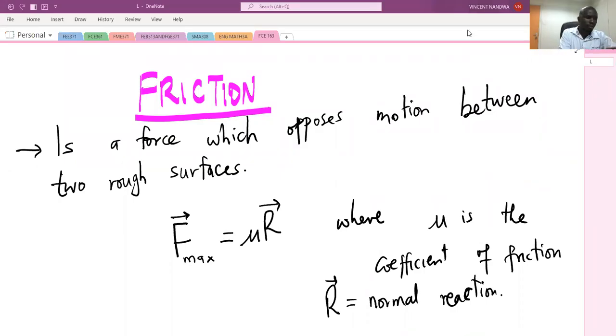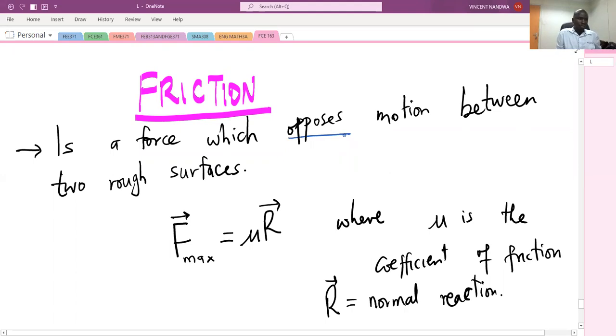Welcome to this session. This session we discuss frictional force. Frictional force is simply a force which opposes motion between two rough surfaces. So it's an opposing force.